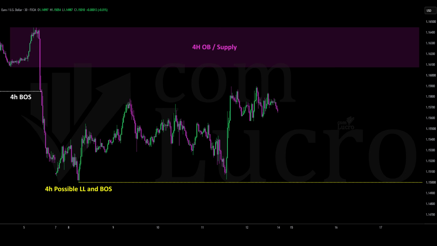Price should tap into the 4-hour order block, reject from that area, and then create a market structure shift on the 30-minute chart. As you can see, after tapping into the higher time frame supply zone, price reversed and formed a clear market structure shift. This shows that buying momentum is weakening and sellers are starting to take control again. So our 30-minute bias turns bearish, and we can begin looking for short opportunities.